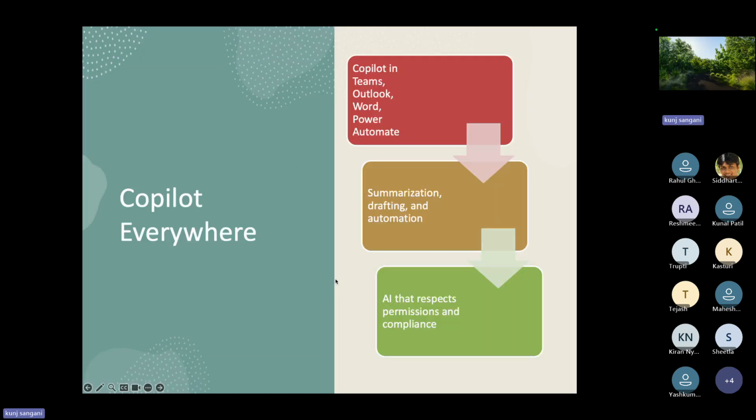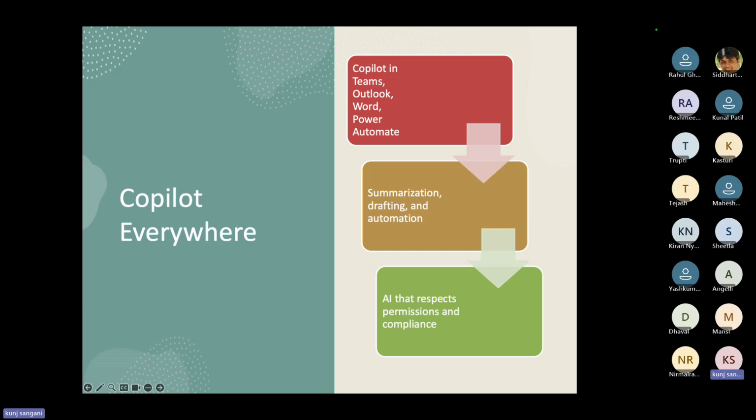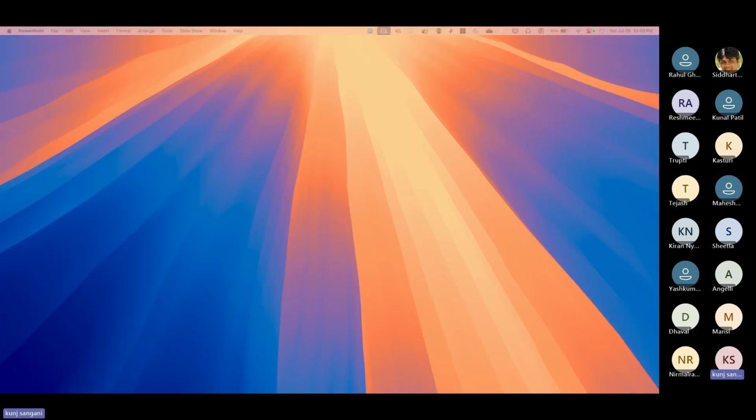Now we know Copilot is everywhere. It is in Teams, it is in Outlook, it is in Word, everywhere. So how can we leverage this Copilot? To understand this, let us directly jump into the different kinds of Copilot and how we can use it.